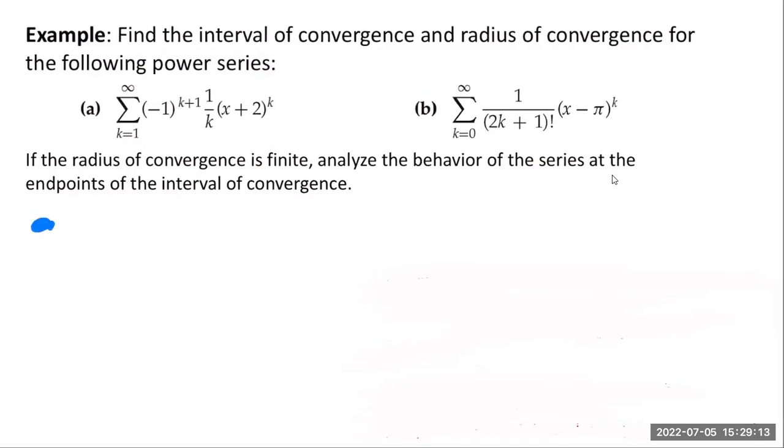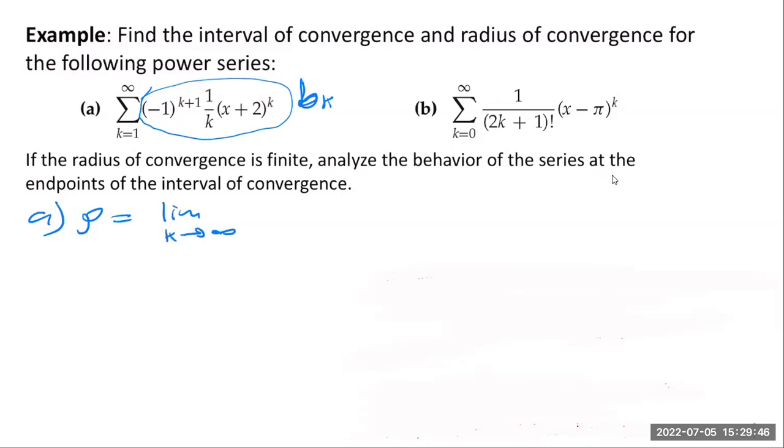For the first part, again, I'm going to use theorem 7.42 that we used earlier to find the interval of convergence. So I'm going to calculate the rho value. To calculate the rho value, notice that this is my b_k in this case. If you look at the whole series, my b_k is going to be that term. So my rho value is equal to the limit as k approaches infinity of the absolute value of b_(k+1) divided by b_k.